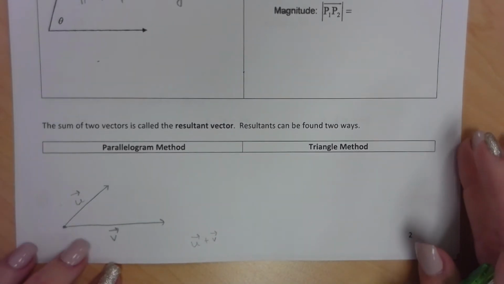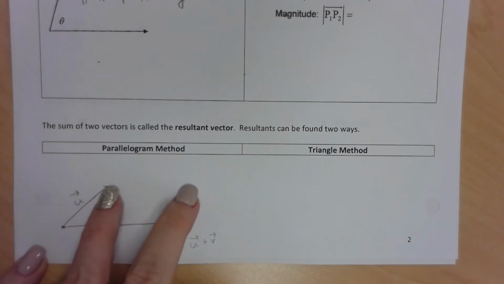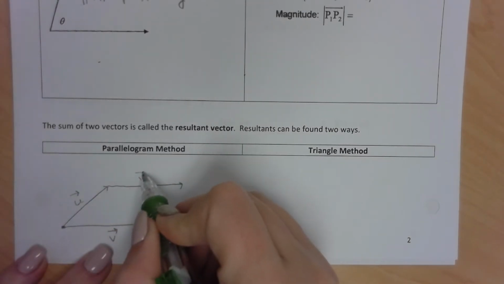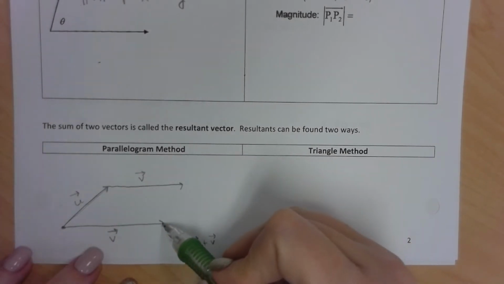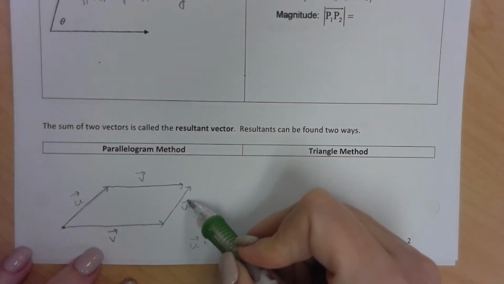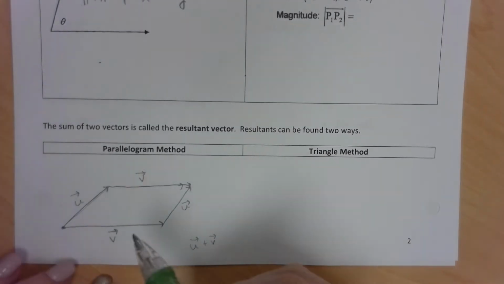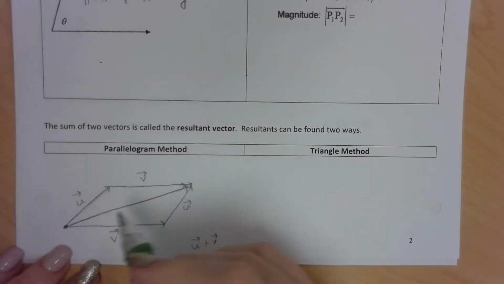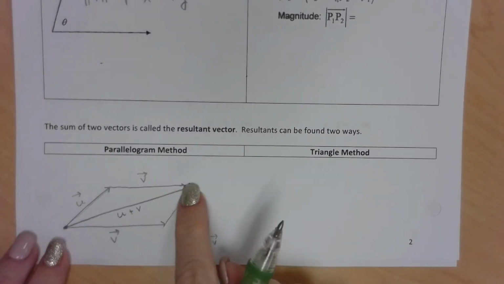Well, the parallelogram method says we're going to complete the parallelogram here. So I'm going to take vector v and place it up here. And then same thing with u. I'm going to repeat u on this side. So I didn't quite make v long enough here. Then u plus v would be the vector that connects the diagonal here. So this would be u plus v. This vector here would be u plus v.